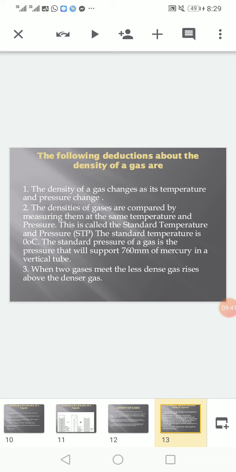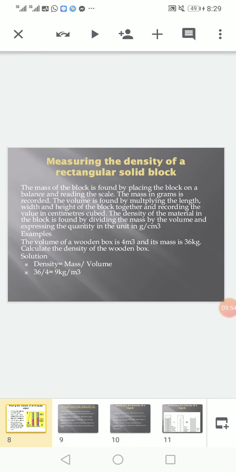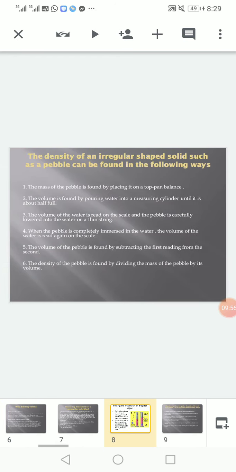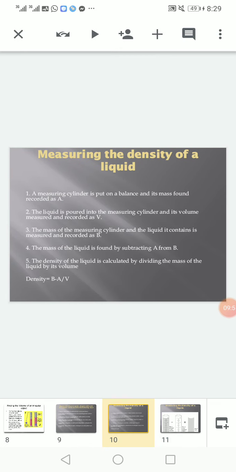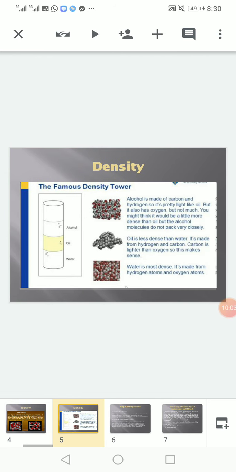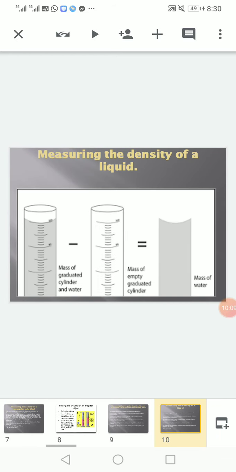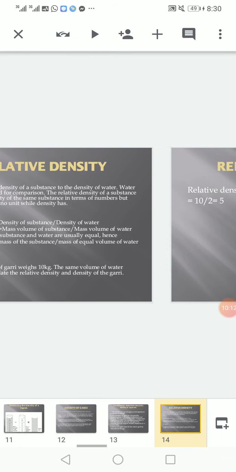When two gases meet, the denser gas sinks below the less dense gas, and the less dense gas rises above the denser gas, as in the case of the density tower that I mentioned at the beginning of the class. So let me show you the density tower. This is a density tower. The lighter gas is at the top, while the denser substance is at the bottom. This is applicable to gases.